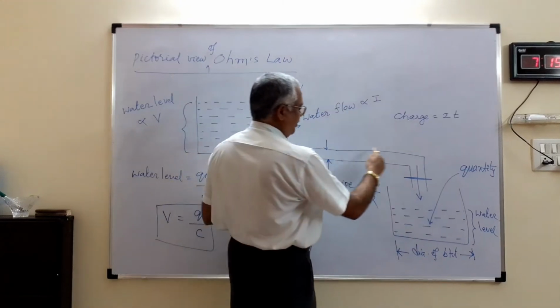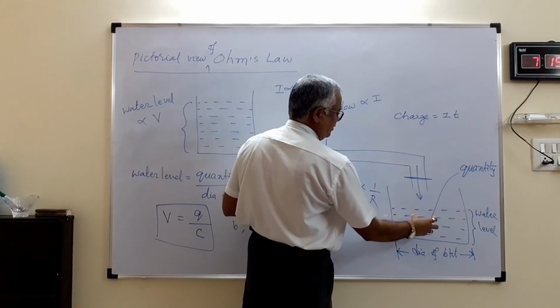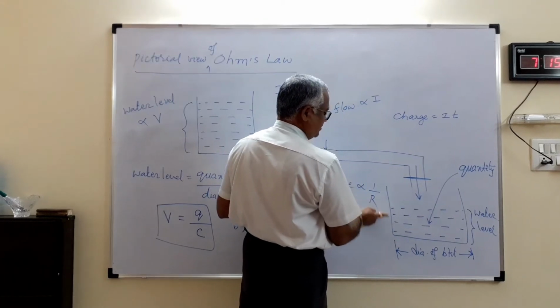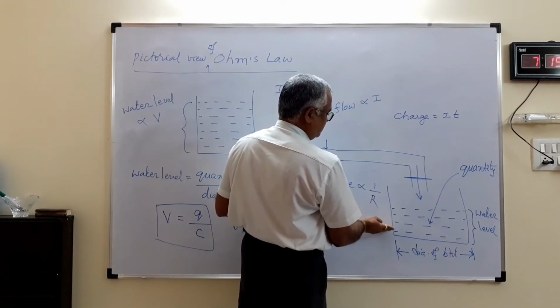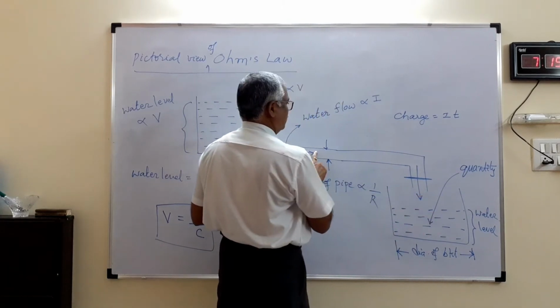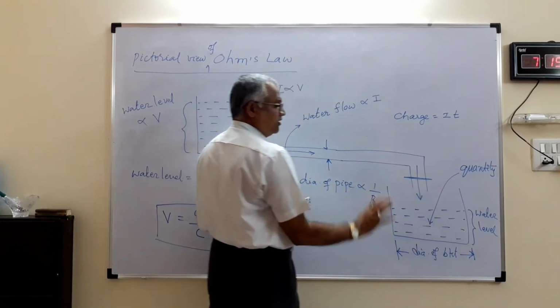When charge is being stored, voltage will be developed. So when water is flowing into the bucket, quantity is getting added, and because of this quantity, the water level is increasing. So water level depends on quantity, and quantity depends on flow with time. This is the simple concept.